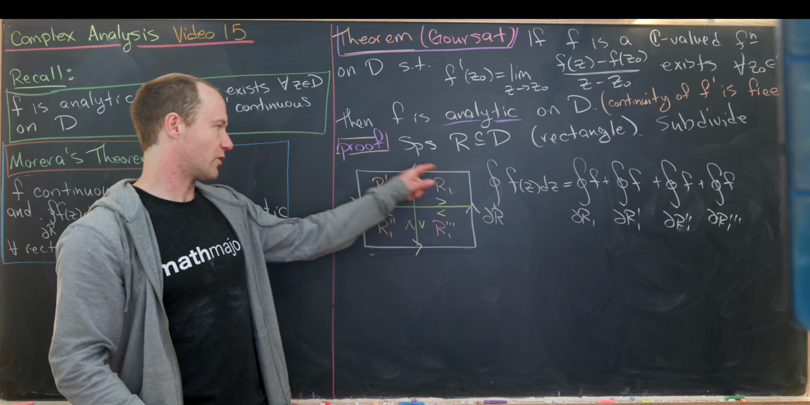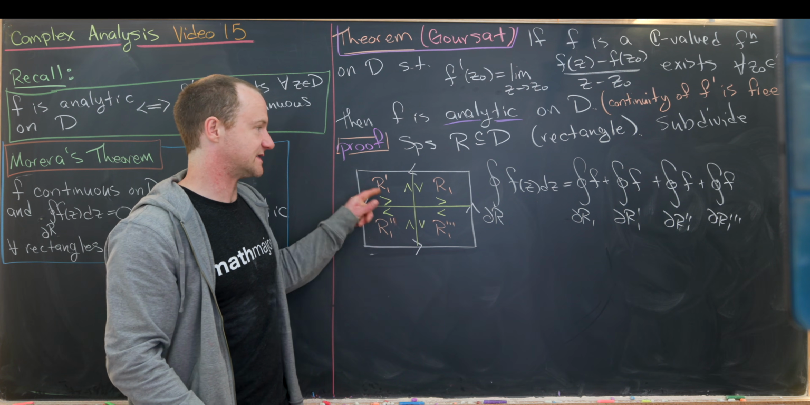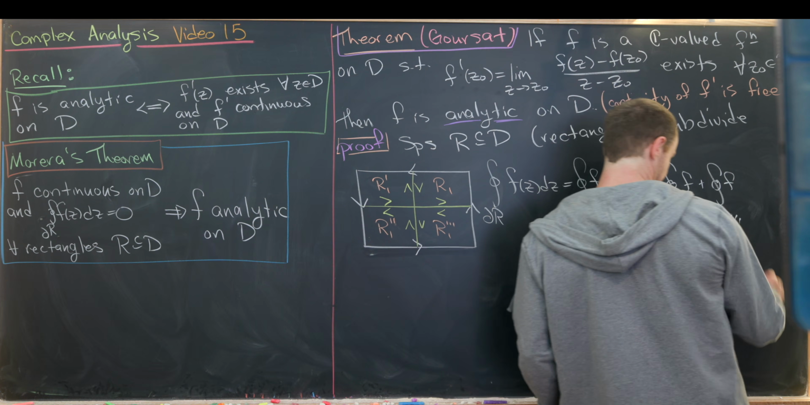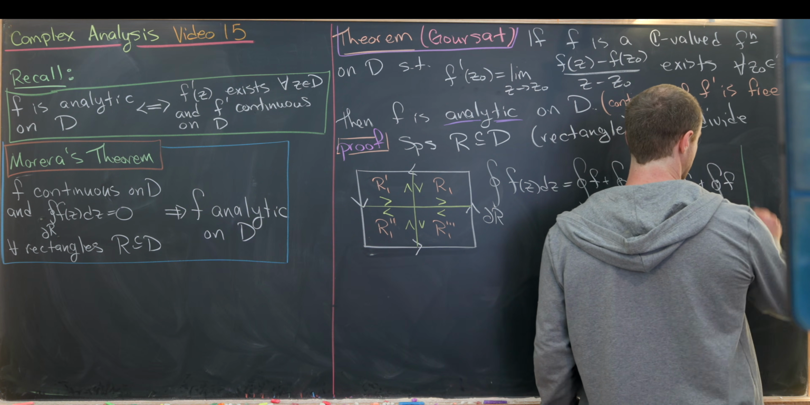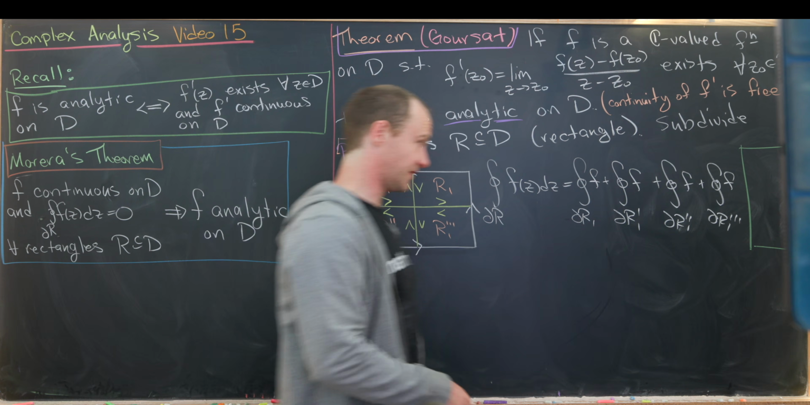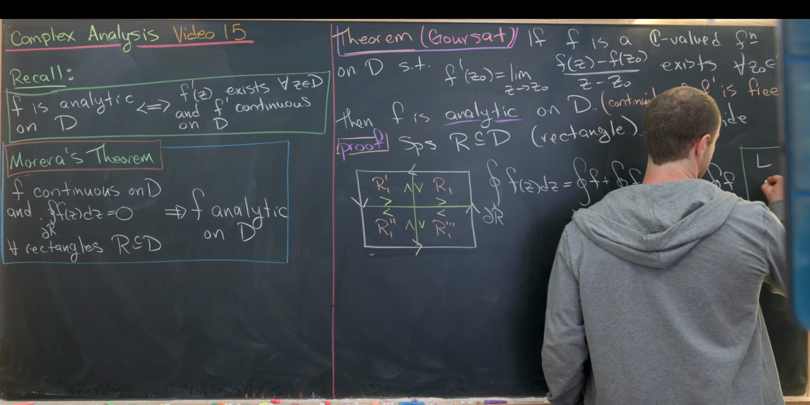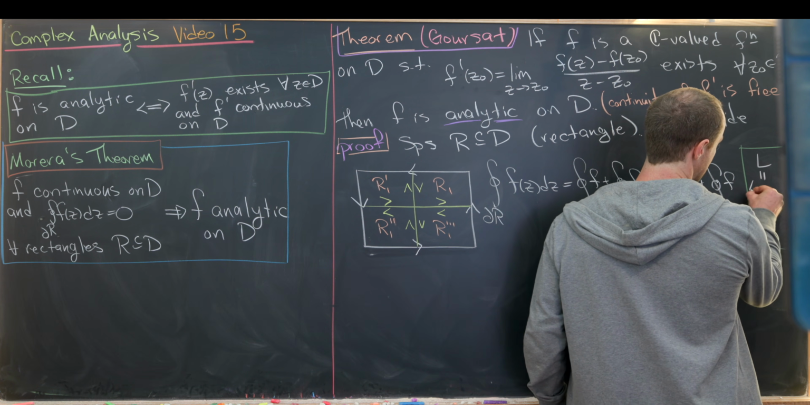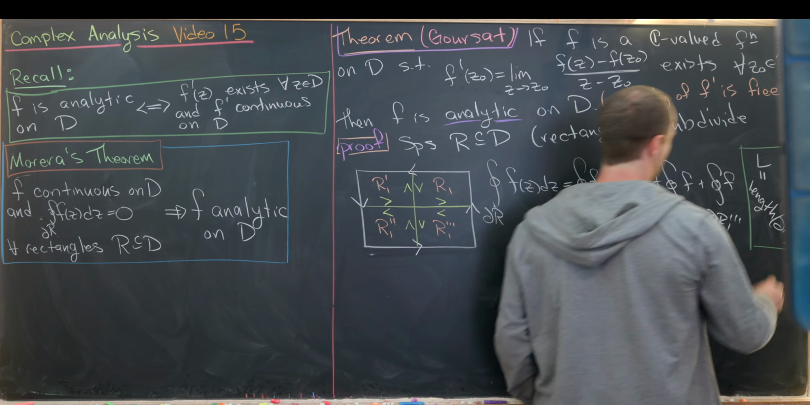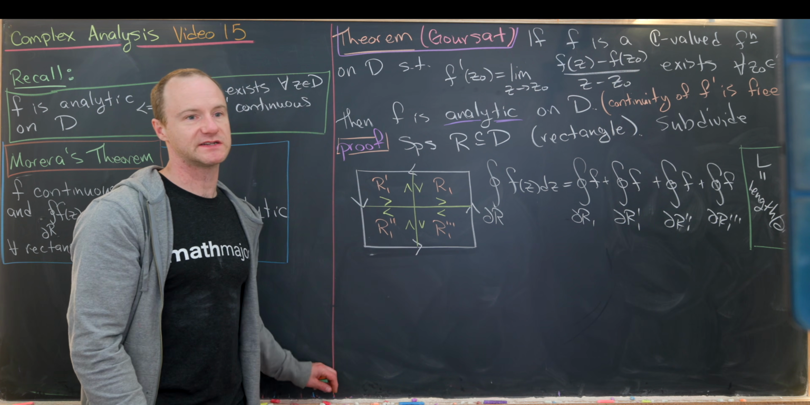Okay, so that's how we broke this integral over the whole thing as the integral over all of those pieces. And now while we're at it, I'm going to introduce a little bit more notation, and that is for the length of the boundary of the entire thing, and I'll call that L. So let's say L is equal to the length of the boundary of R. So it's like the perimeter of this rectangle.